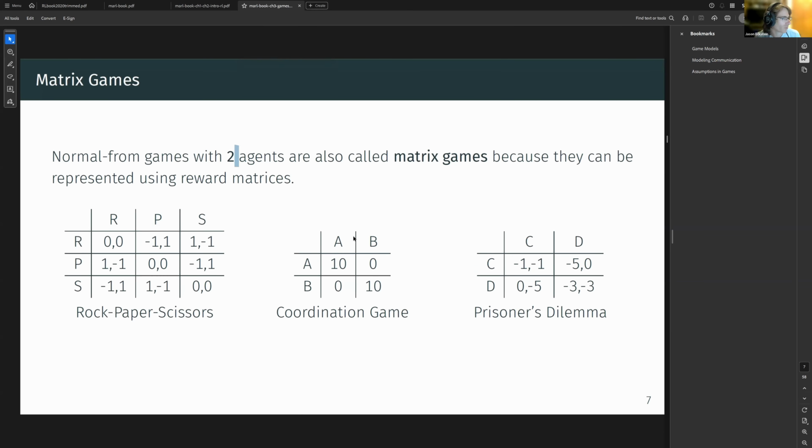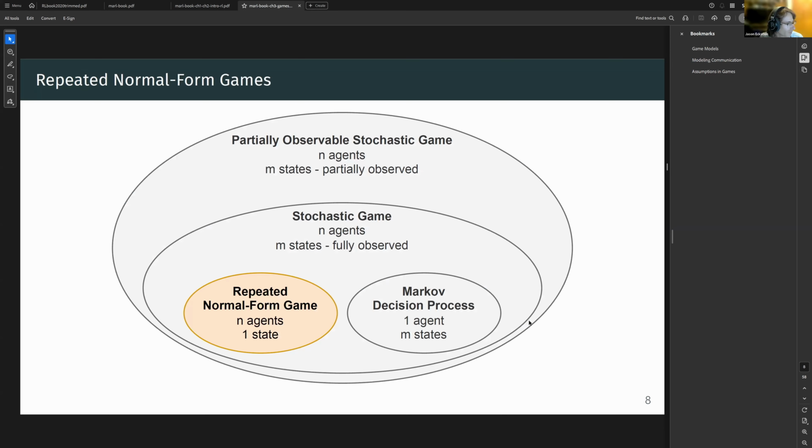A 3-agent game could not be written as this kind of table, it would be like a 3D table, because there would be another agent to worry about. But in general, we could represent a normal form n-agent game as a tensor table like this with multiple dimensions, one dimension for each agent. So it's labeled down there.